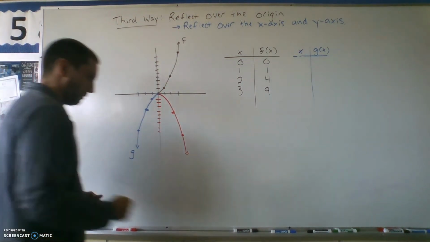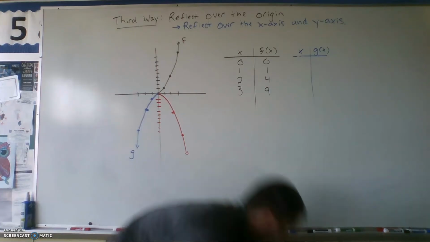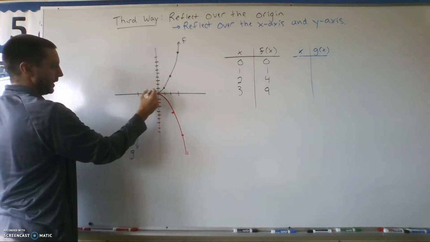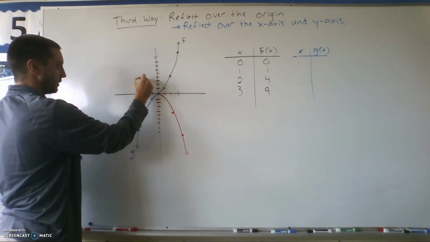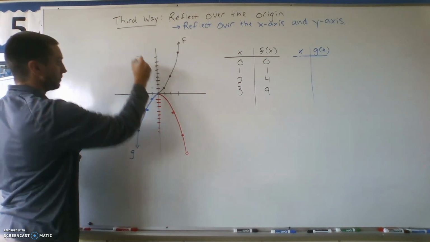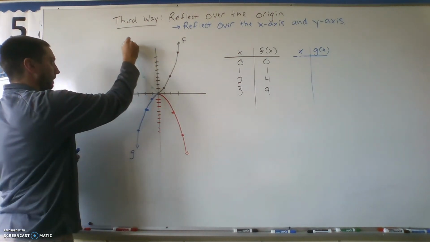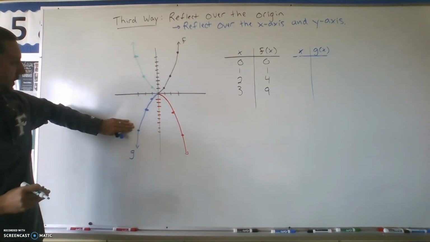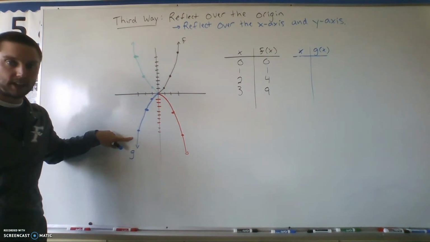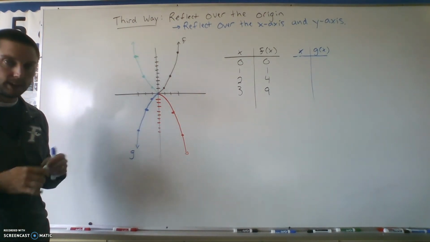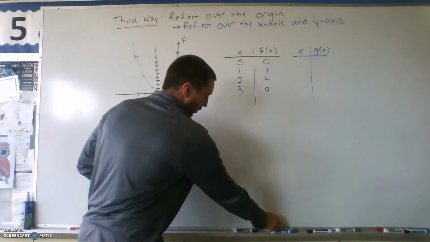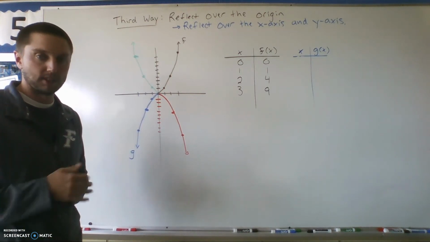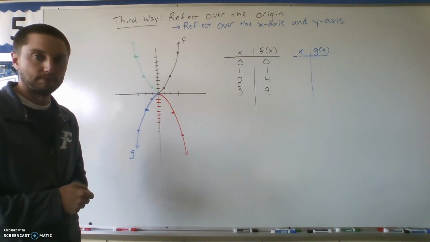So if you did the other order, I don't know that this green marker is going to show up too well, but if I take this original graph and reflect it over the y-axis first, we will get this green graph. And then if I reflect over the x-axis, you can see that I end up at the same place. Okay? So when I reflect my graph over the origin, which means over the x-axis and the y-axis, I can do either one first. It doesn't matter as long as I get there eventually. Okay?